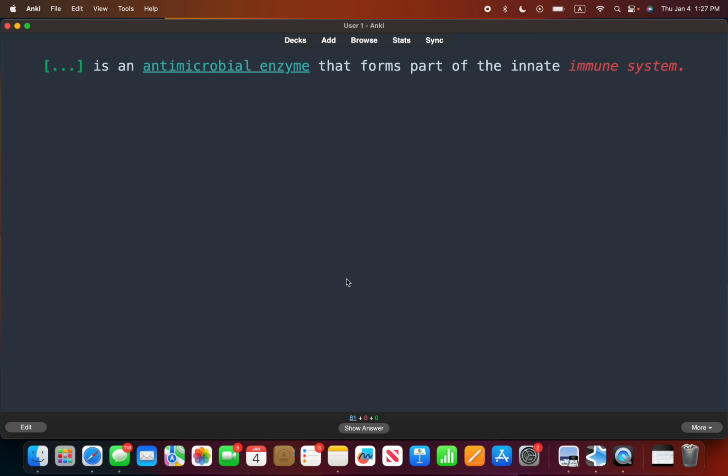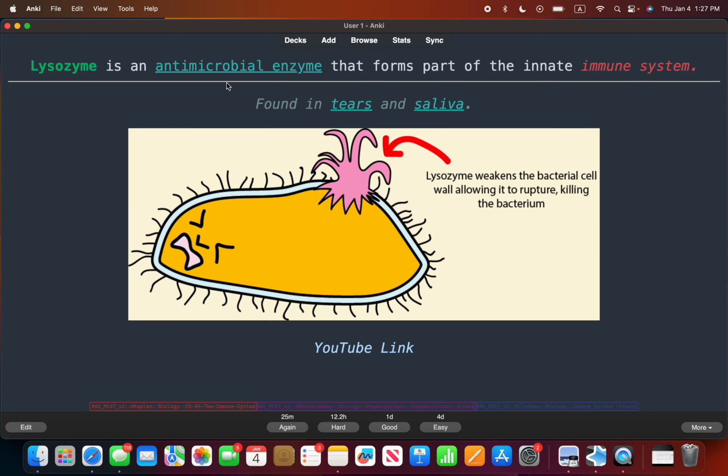What is an antimicrobial enzyme that forms part of the innate immune system? The innate immune system is about non-specificity. So what is an antimicrobial enzyme? I believe it is, as we saw, defensins, but here the answer is lysozyme. It is found in tears and saliva. Lysozyme weakens the bacterial cell wall, allowing it to rupture, killing the bacterium.